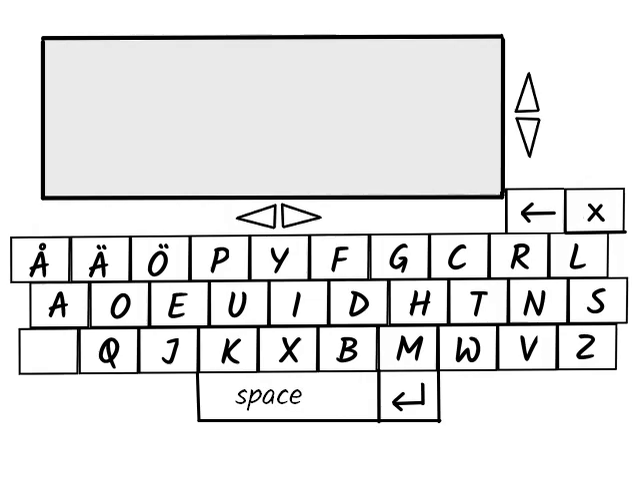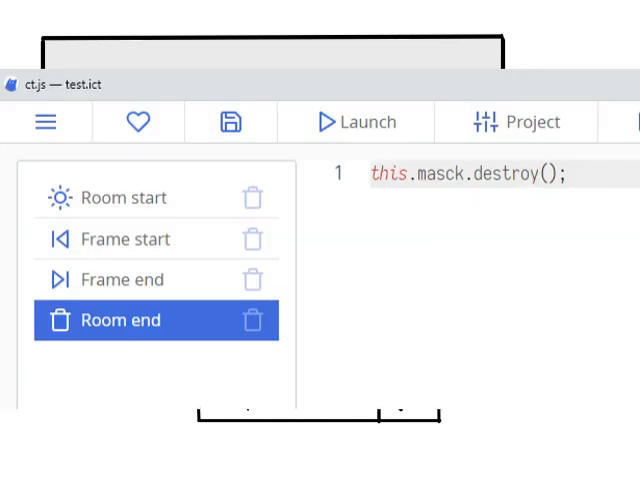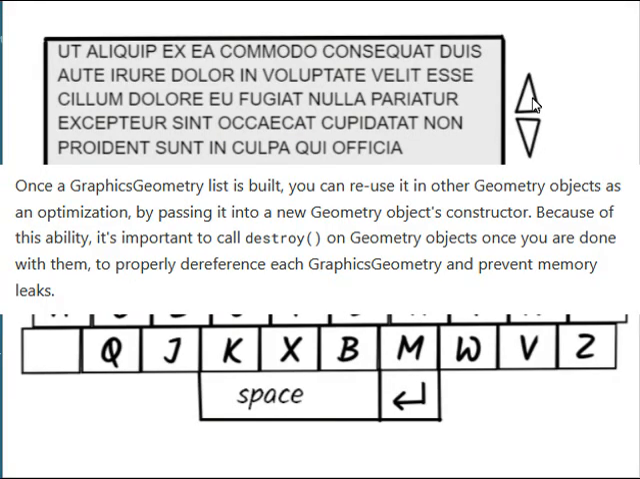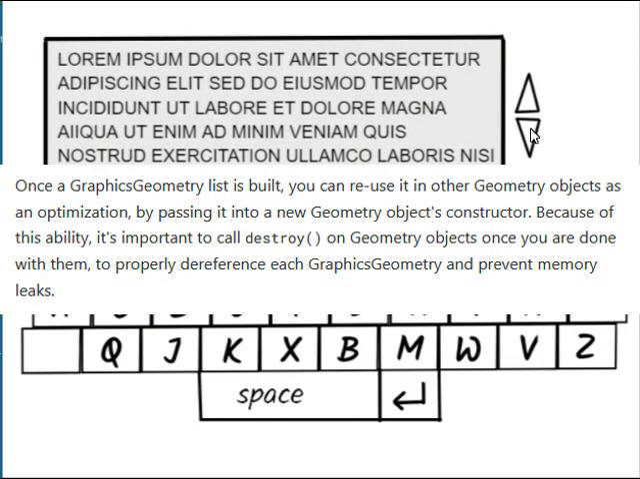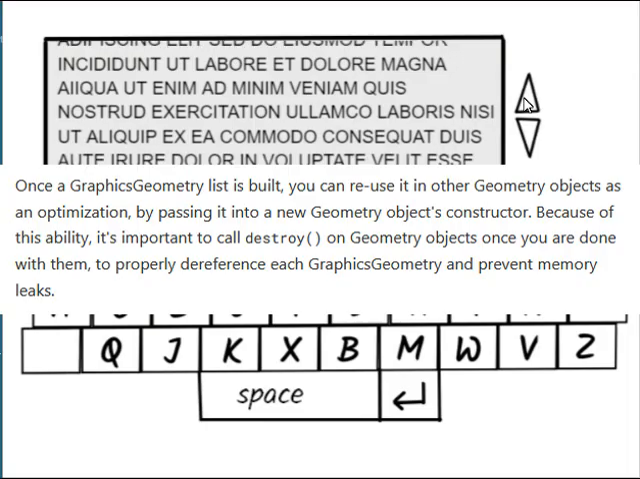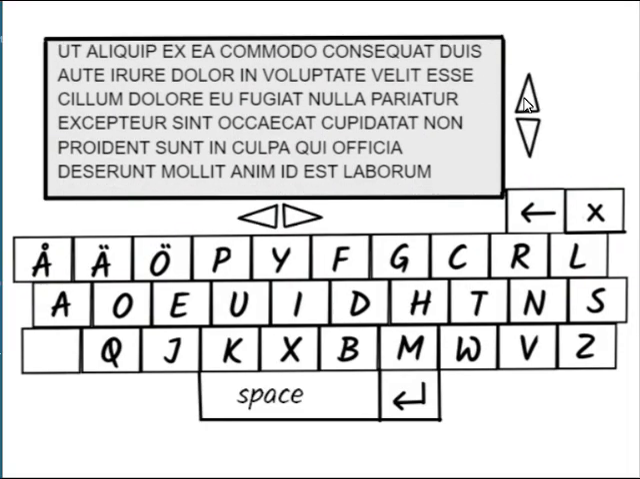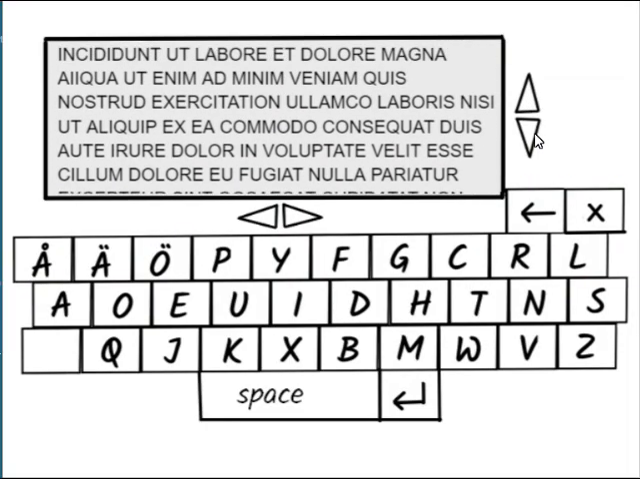A last thing that I will do is, at the end of the room, I will destroy the graphic, this mask. I do this to avoid a risk of memory leak. There are warnings in the documentation for memory leaks, so to be on the safe side I destroy the graphic. This is one area where I don't know enough, so I try to play it safe.